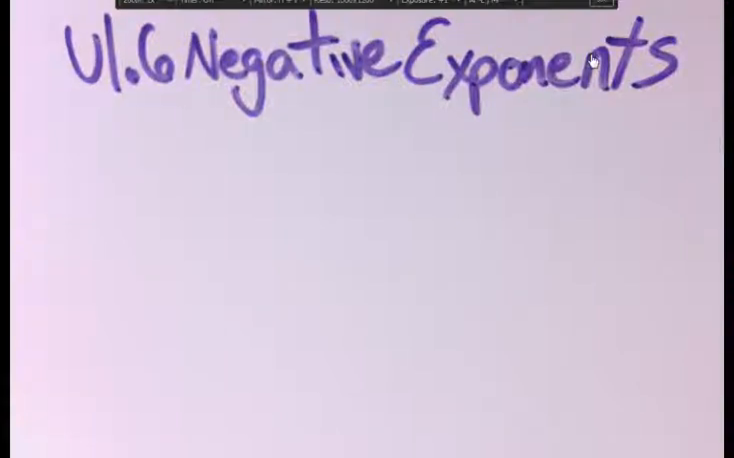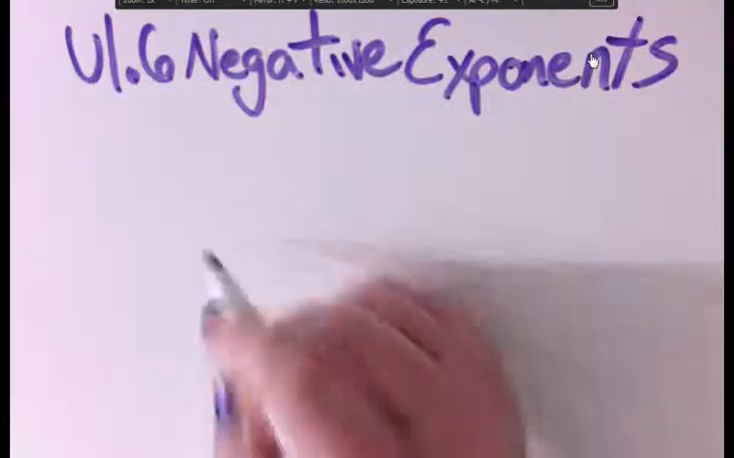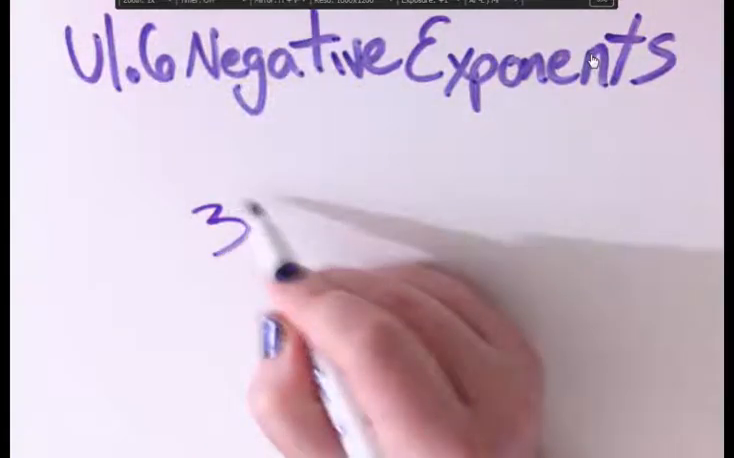Hello, so we're going to go over Unit 1, Lesson 6, the negative exponents. So the first one we're going to do is we're going to find the value of the expression 3 to the negative 4.